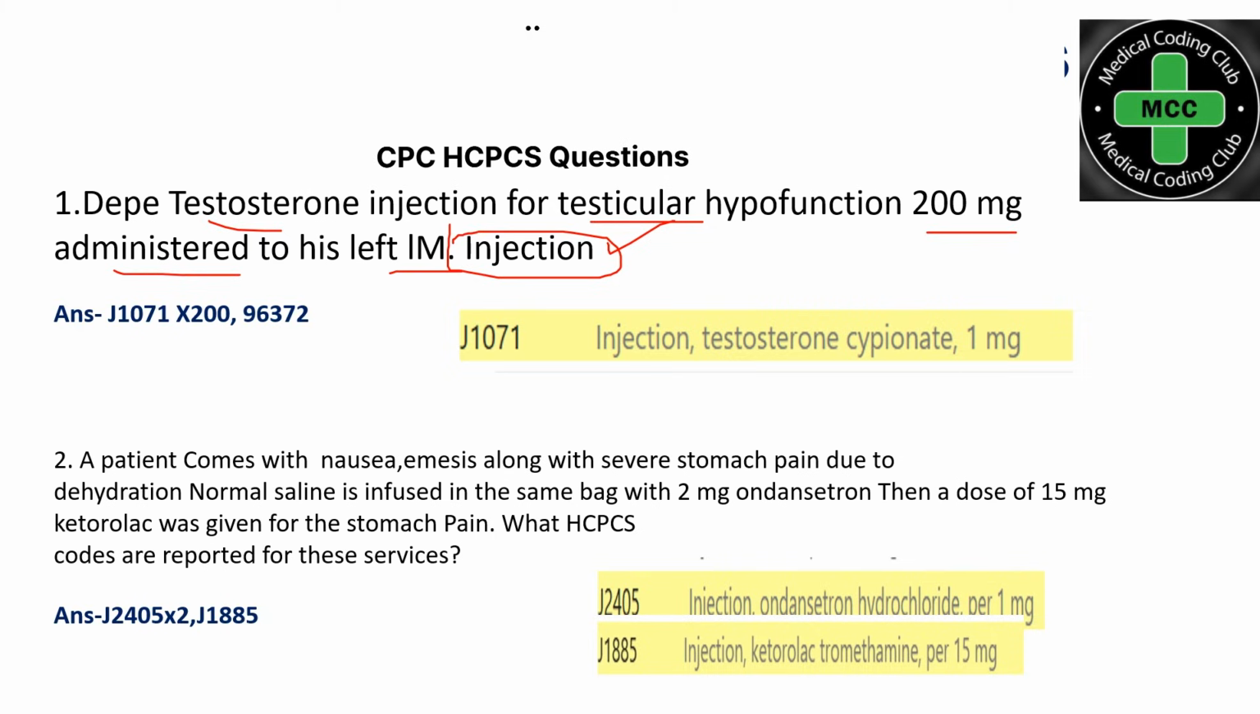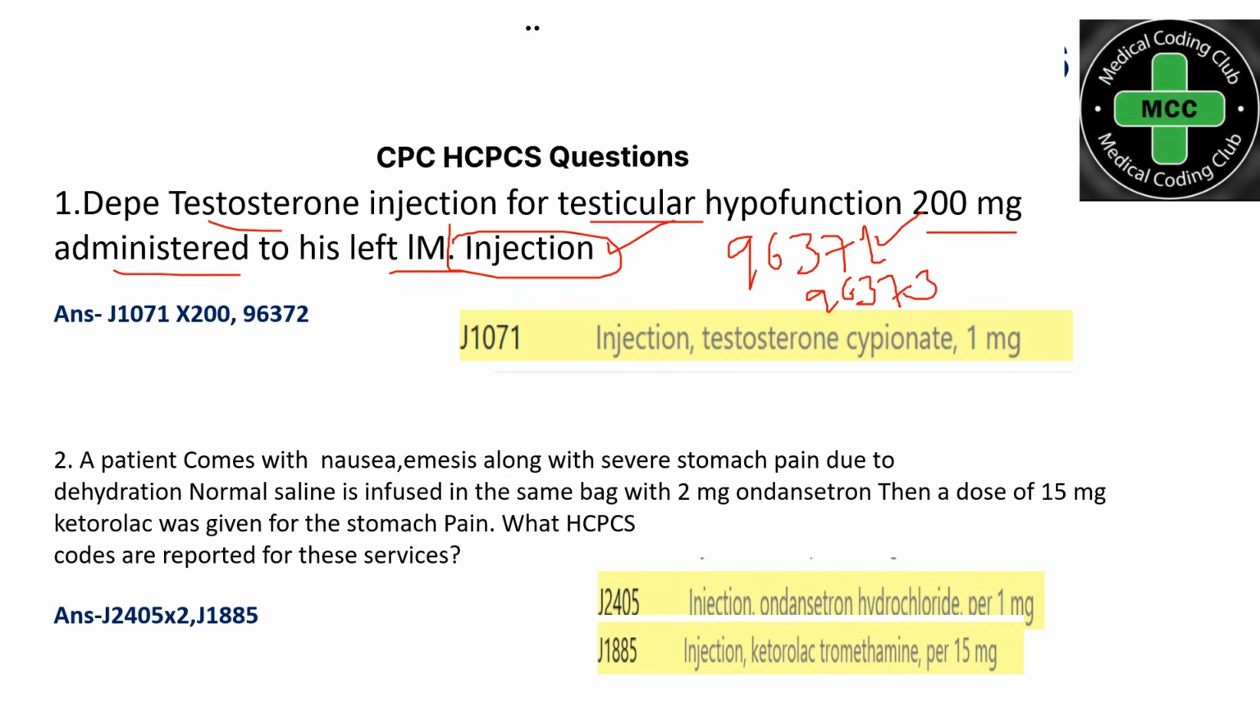Are they injecting through intramuscular or intra-arterial? If they are administering through intramuscular, then you will select 96372 as your admin code. If they give the injection through intra-arterial, then you should select 96373 as your admin code. In our current question, they have given the injection through intramuscular, so 96372 will be your administration code.